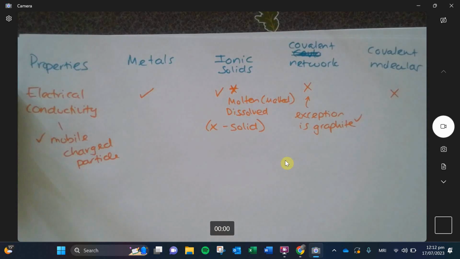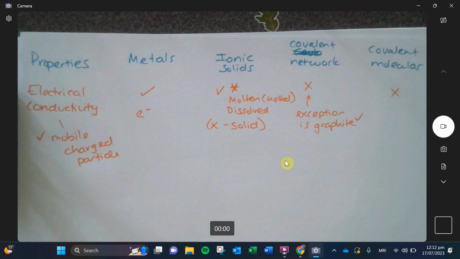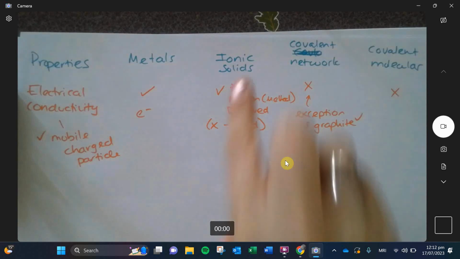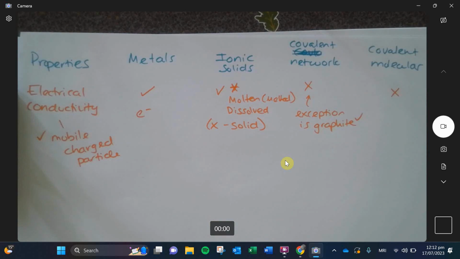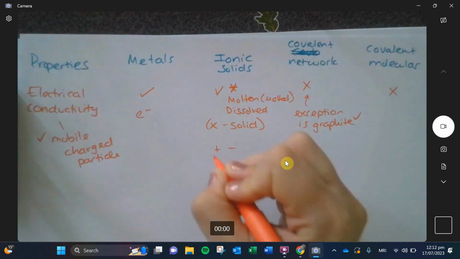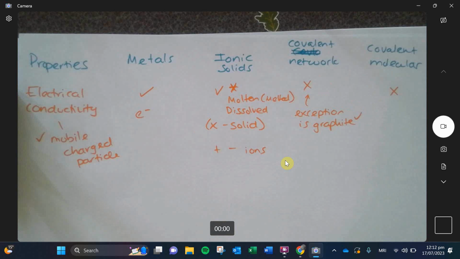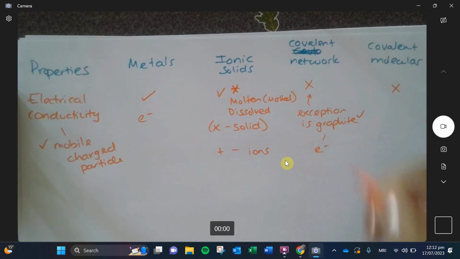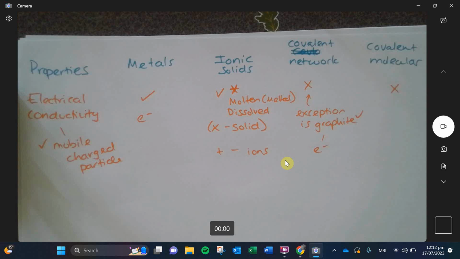to conduct electricity. So when I'm thinking about metals, what do metals have? Electrons. That's the charged particle. Ionic solids, what charged particles do they have? The ions themselves. So the positive and negative ions. Graphite has electrons. So those are the charged particles I'm looking at. So you see how you're then going back and you're linking it back into the particle setup to explain why does it have that property.